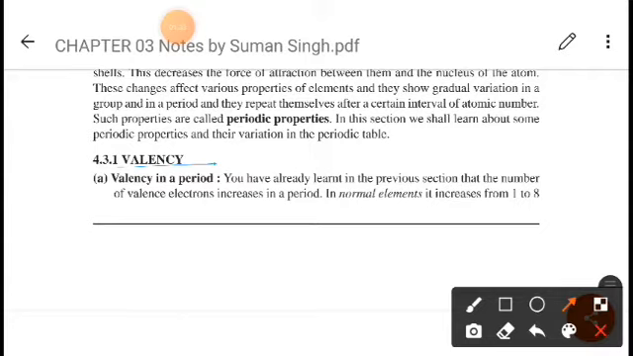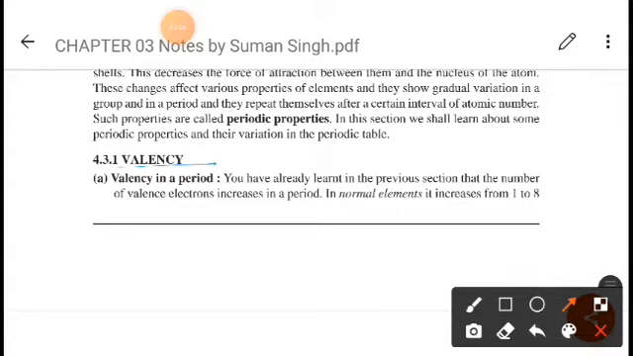Valency is usually, for a representative element, equal to the number of electrons in the outermost shell. How many electrons are present in the outermost shell will define its valency. Or in some cases it is 8 minus the number of electrons present in the outermost shell. Let me give you an example.